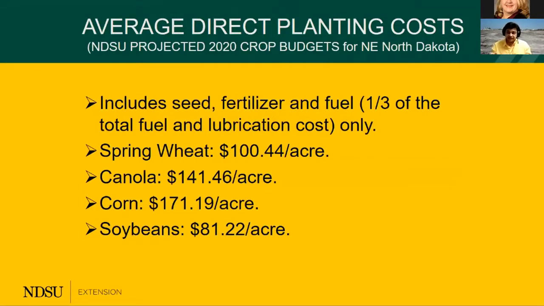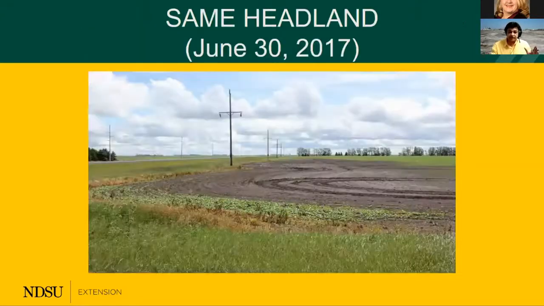And here are some NDSU numbers. These are NDSU projected 2020 crop budgets for Northeast North Dakota, but I'm pretty sure they would also be relevant to the producers in Minnesota. What I did, I just took the cost of the seed, fertilizer, and 1/3 of the total cost of fuel and lubrication. And here are the numbers. It costs about $100 to plant 1 acre of spring wheat, $140 for canola. Corn costs us about $171 per acre, soybeans $81. And if you look at this picture, we have lost money. That's a total loss.